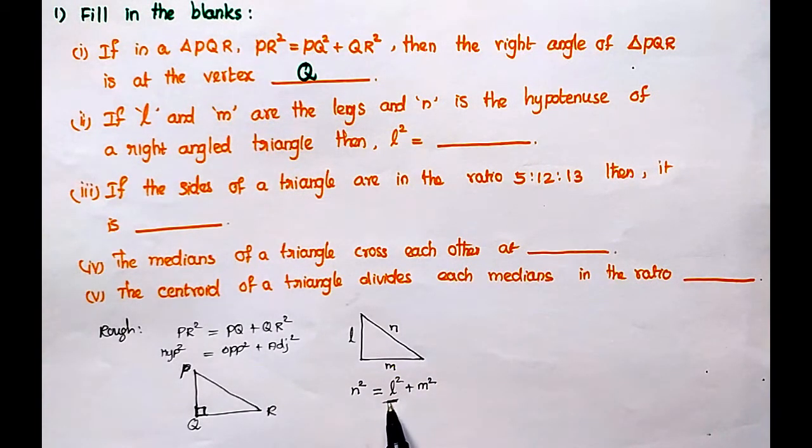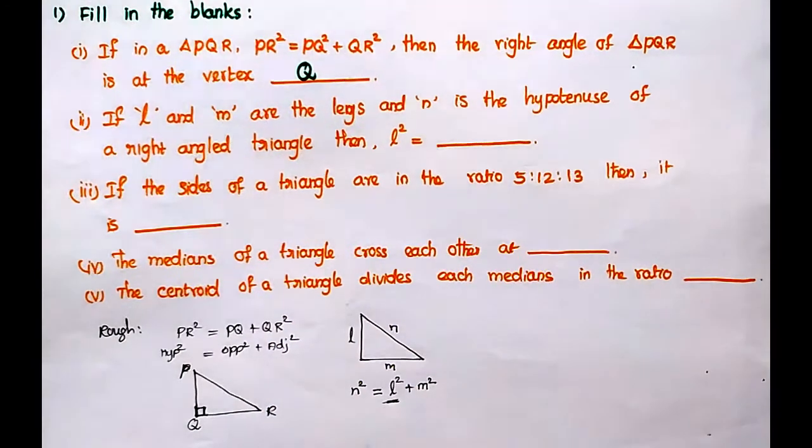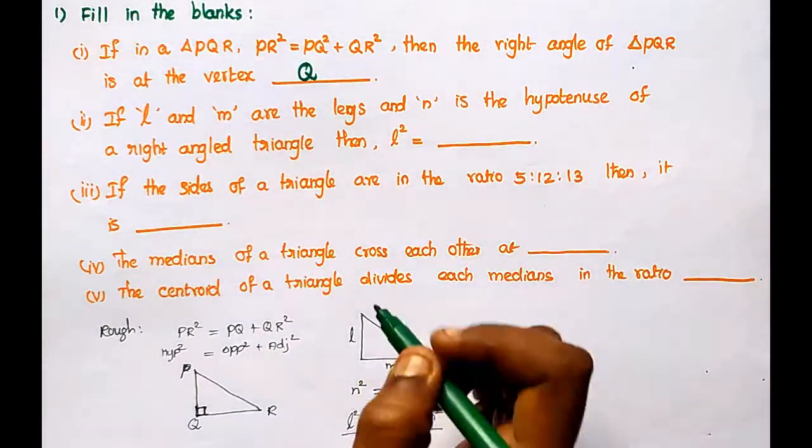From this, we have to find out L squared. They ask L squared equal to. So, L squared equal to N squared minus M squared, because we bring M squared to this side, which means minus M squared. So L squared equal to N squared minus M squared.